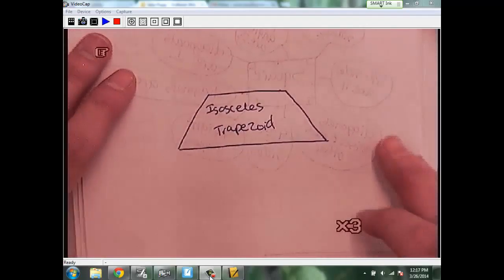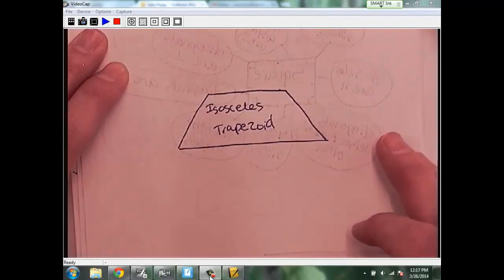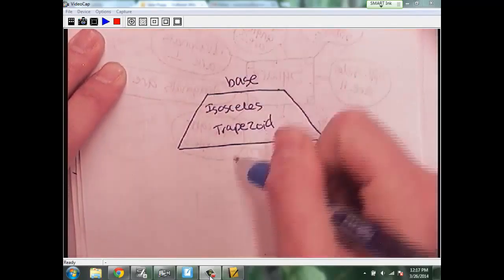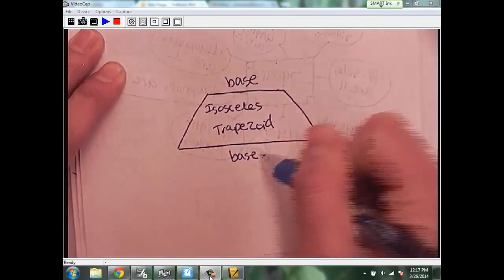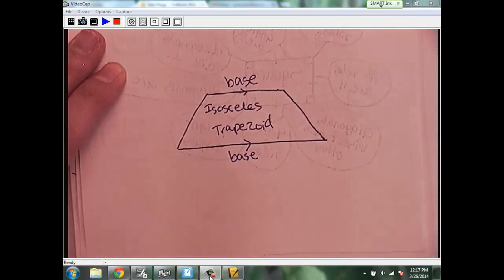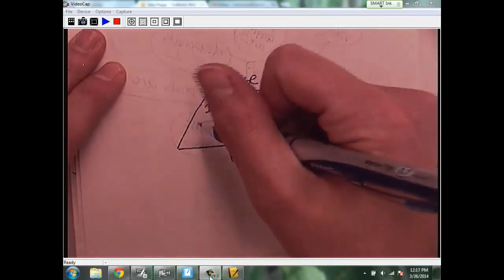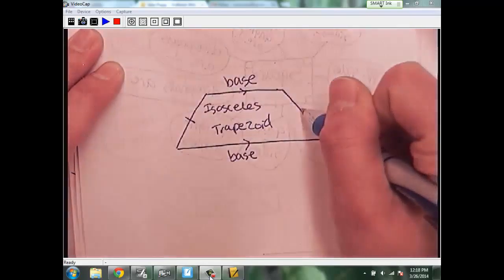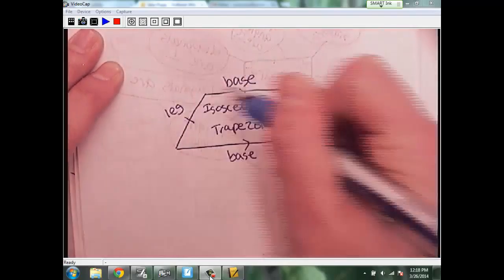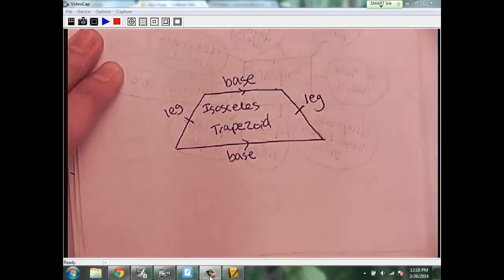In an isosceles trapezoid, we have two sides, and they're called the bases. This is a base, and this one is a base, and the bases are always parallel to each other. So that's how you can figure out which ones are the bases. They're the ones that are parallel to each other. And then these other two guys, these are the ones that are congruent to each other. Those are the two sides that are congruent, and we say those are the legs. Each of those is called a leg.